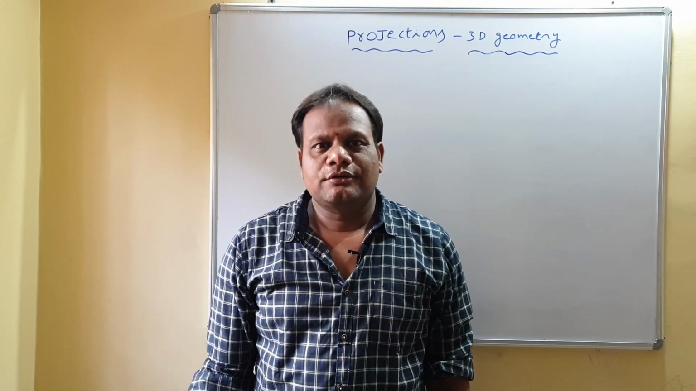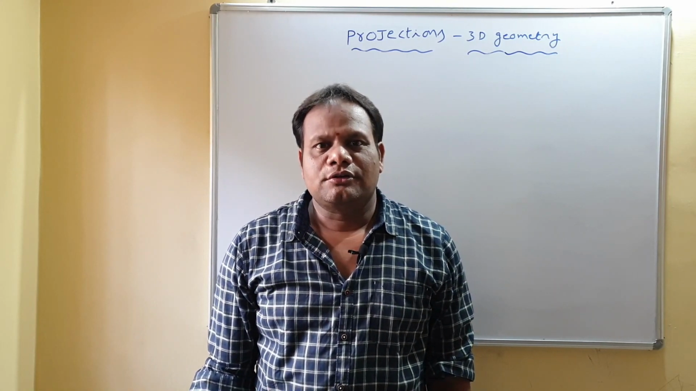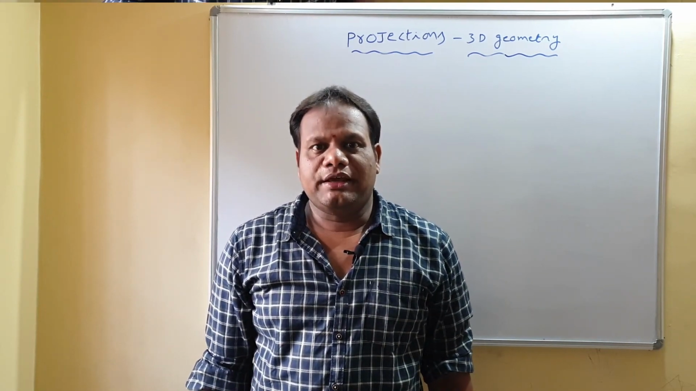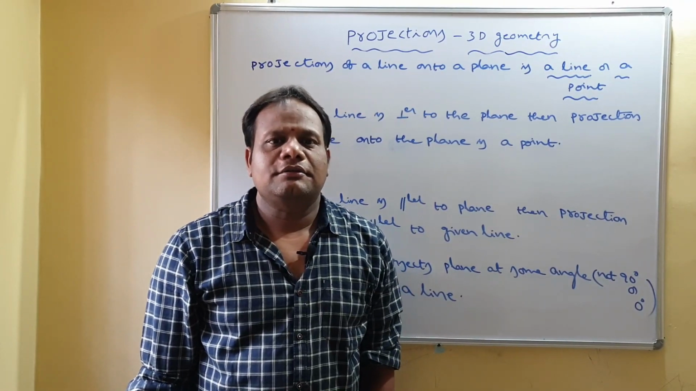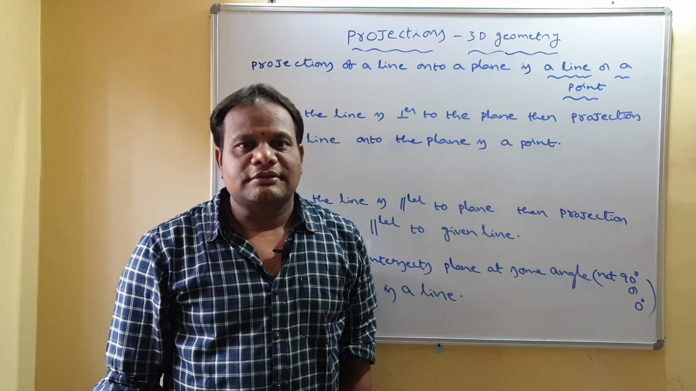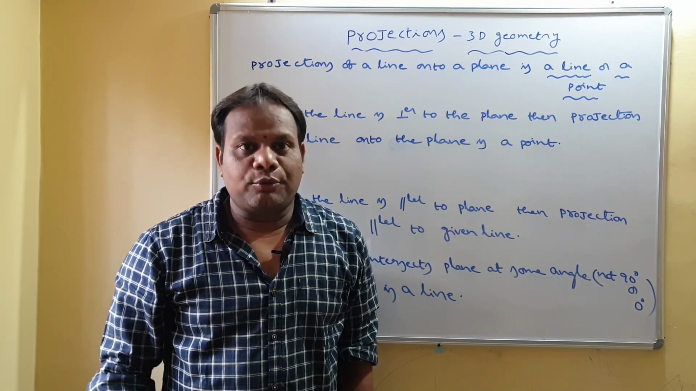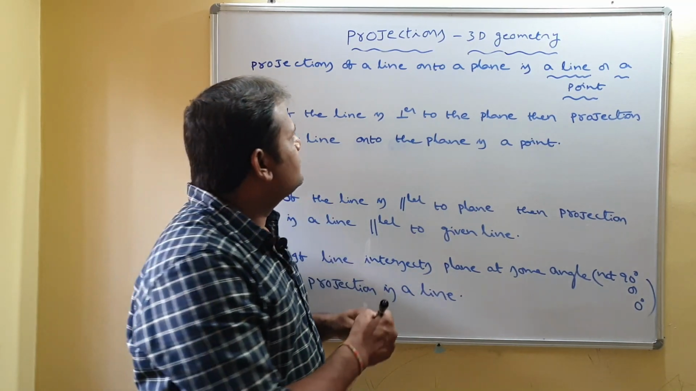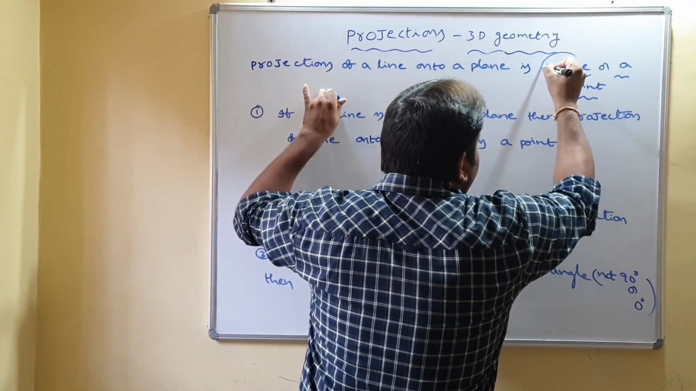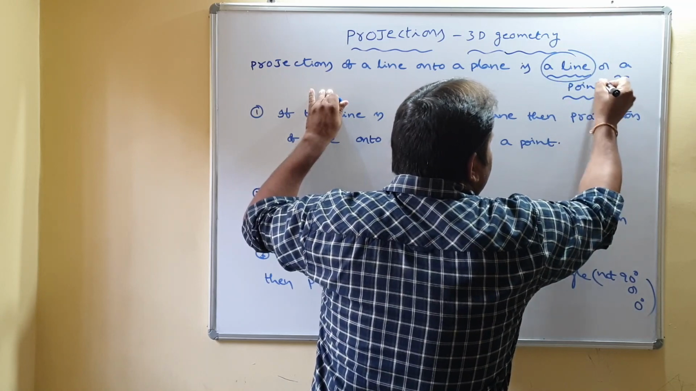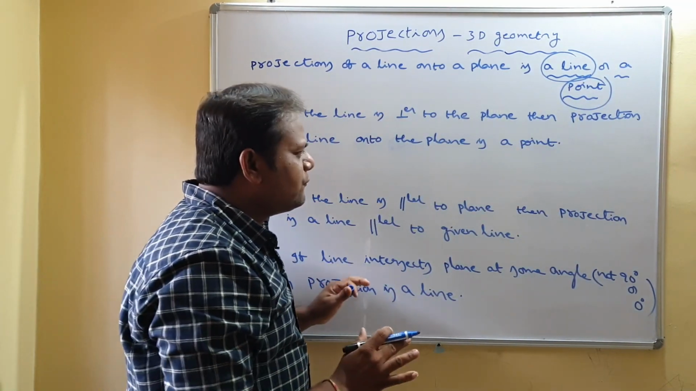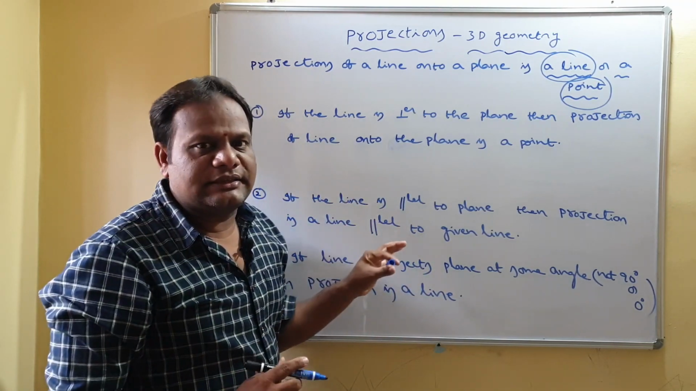In today's video, I am going to explain about projections of a line onto a plane. Projection of a line onto a given plane is a line or a point. See here, projection of a line onto the given plane may be a line or maybe just a point. See here, we discuss different cases in this.